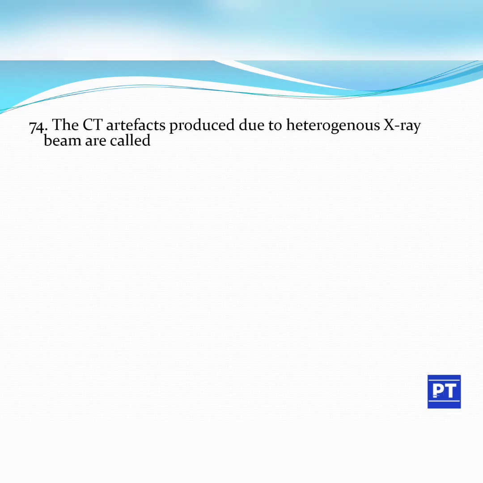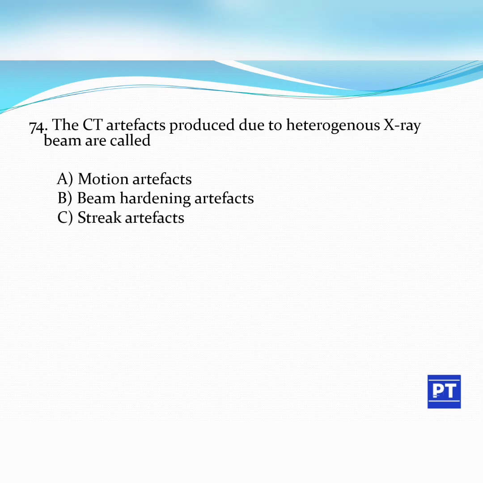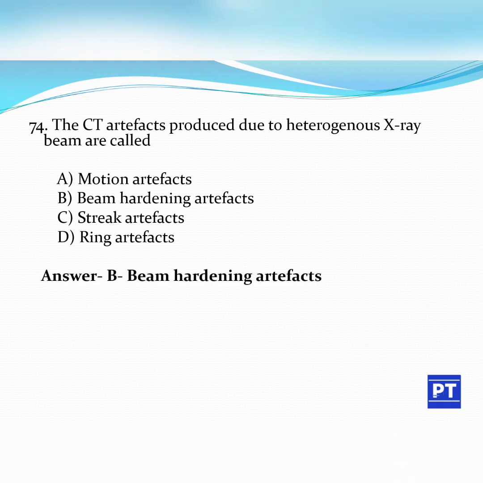Question number 74. The CT artifacts produced due to the heterogeneous X-ray beam are called option A, motion artifact, option B, beam hardening artifact, option C, streak artifact, and option D, ring artifact. The answer is option B, beam hardening artifacts.